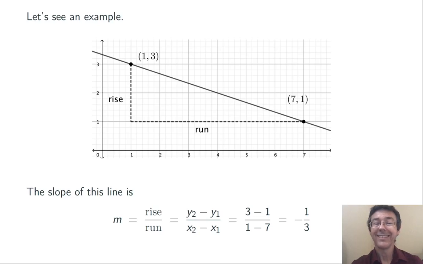I would have gotten the same value if I had chosen any 2 points on this line. For example, (4, 2) and (7, 1), instead of (1, 3) and (7, 1). However, it's important that you maintain the same order when you do the subtraction of the y values and the x values.